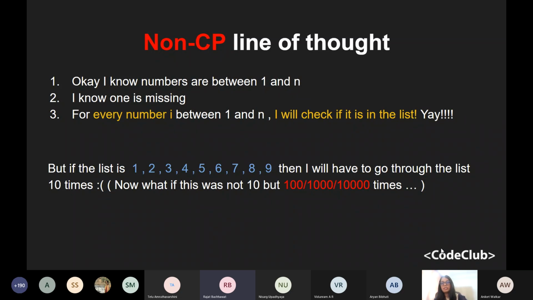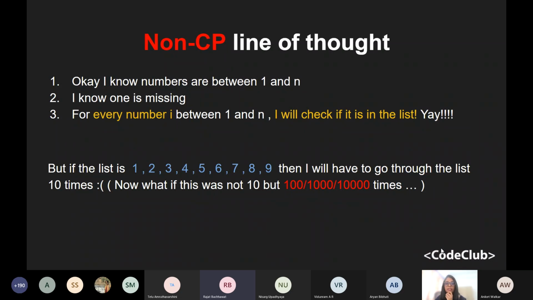Another way that people have been mentioning in the chat is, okay, I sort the list and then go left to right. In a sorted list, 2 will come after 1, 3 will come after 2, etc., so it is very easy to figure out which number is missing. But let's say the list is not sorted and you cannot sort the list. Then this method will be very heavy, as you'll have to go through the list again and again.